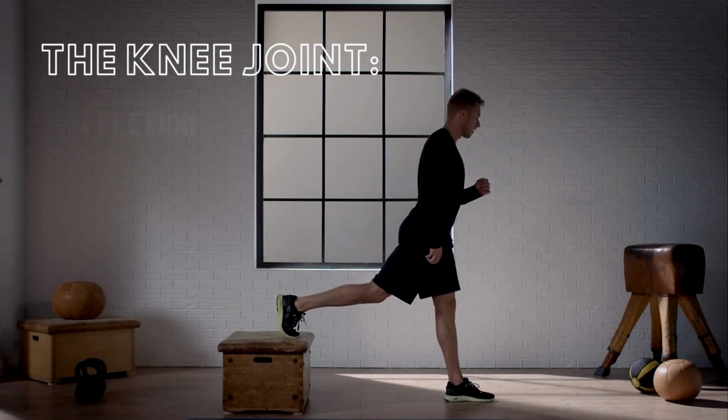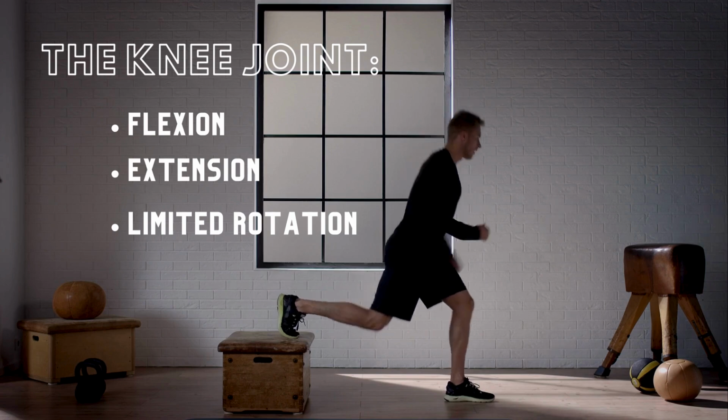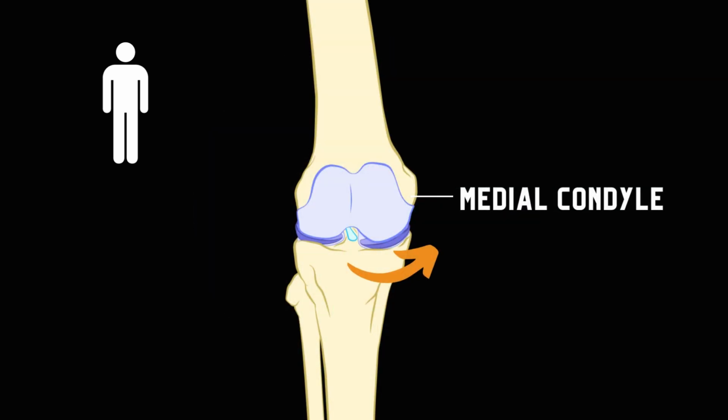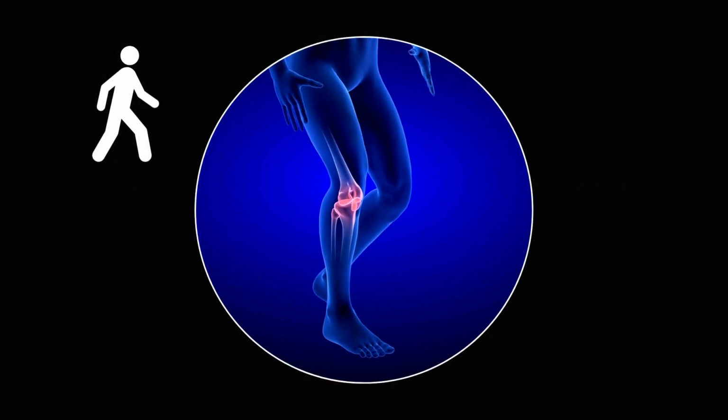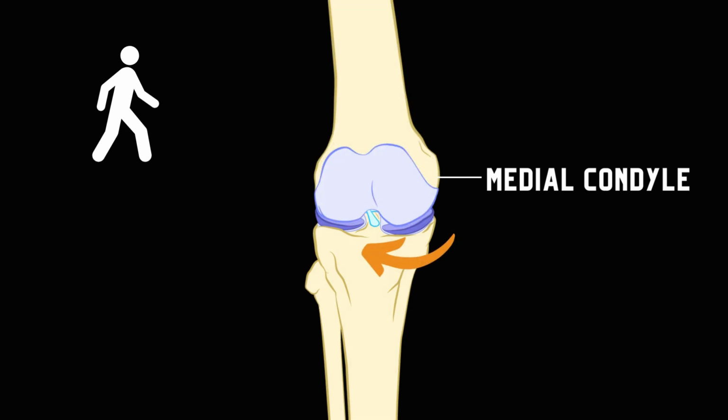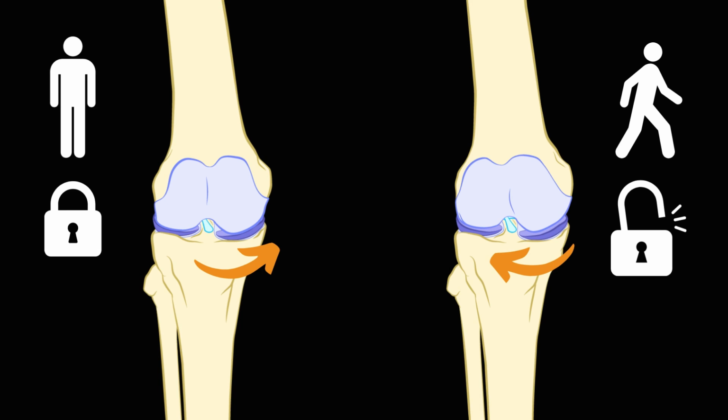The knee joint is capable of flexion, extension, and limited rotation. As the knee is fully extended with the foot fixed in position, such as when it is planted on the ground, the medial condyle of the femur rotates medially on the tibial plateau. This movement passively locks the knee into position. Flexion of the knee with the foot fixed in position starts with a lateral rotation of the femur's medial condyle on the tibial plateau, passively unlocking the knee. Understanding this essential function of the knee joint will help us discuss how a meniscus can be torn.